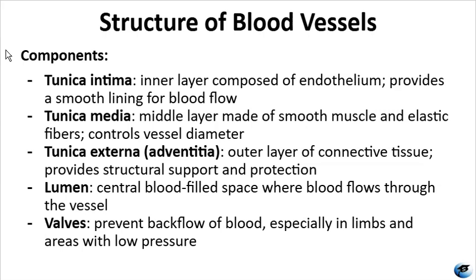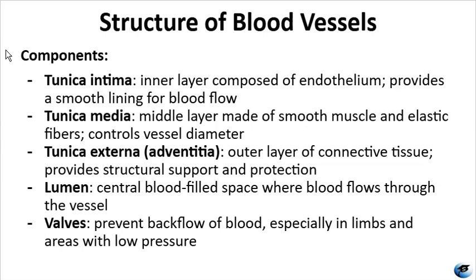The tunica externa, also called the adventitia, is the outermost layer. It's mostly connective tissue, and it provides protection and structural support. In larger vessels, it may contain small blood vessels and nerves that supply the vessel wall itself. The lumen is the open central space where blood actually flows. Its size can vary depending on the vessel type and whether the smooth muscle in the tunica media is contracting.